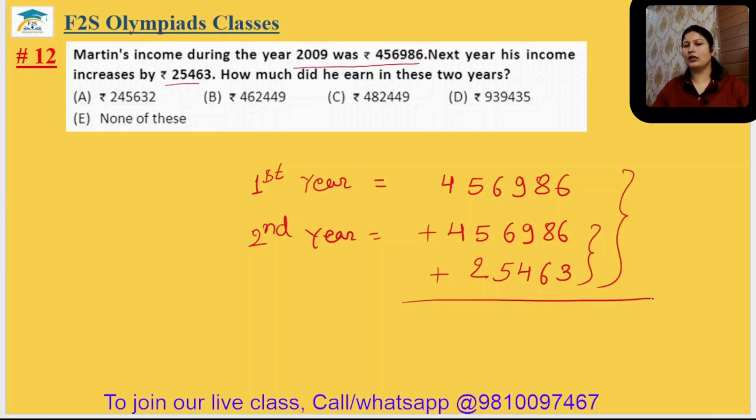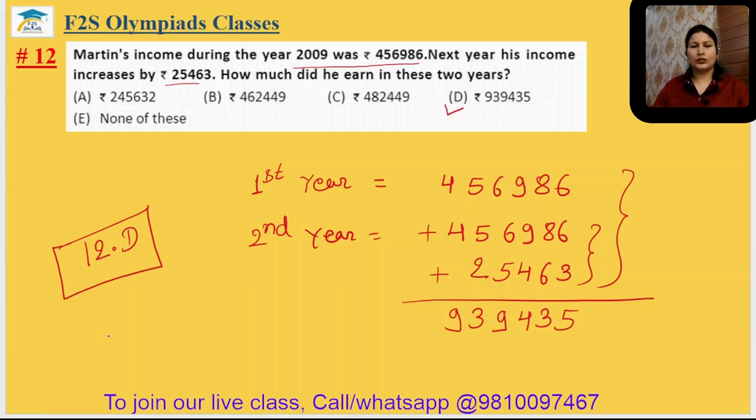So let's add here only. 6 plus 6, 12. 12 plus 3, 15. Carry 1. 8 plus 1, 9. 9 plus 8, 17. 17 plus 6, 23. Carry 2. 9, 9, 18. 18 plus 4, 22. Plus 2, 24. Carry 2. 14 plus 5, 19, carry 1. 5 plus 5, 10. Plus 1, 11. Carry 1. 4 plus 4, 8. Plus 1, 9. This is your 939435. It is in the option number D. The 12th answer is option D.